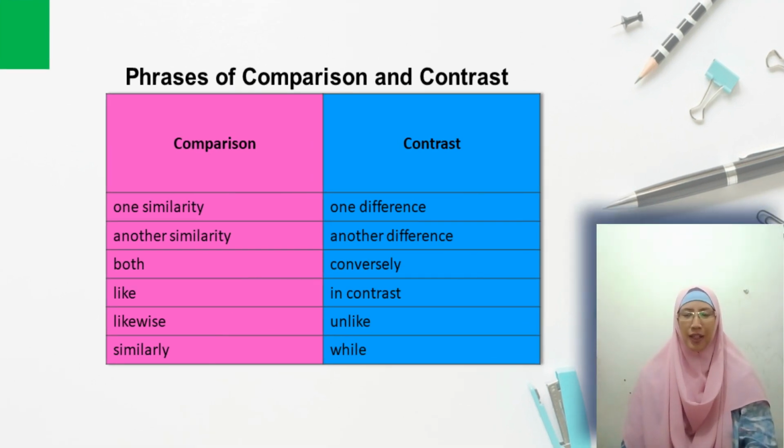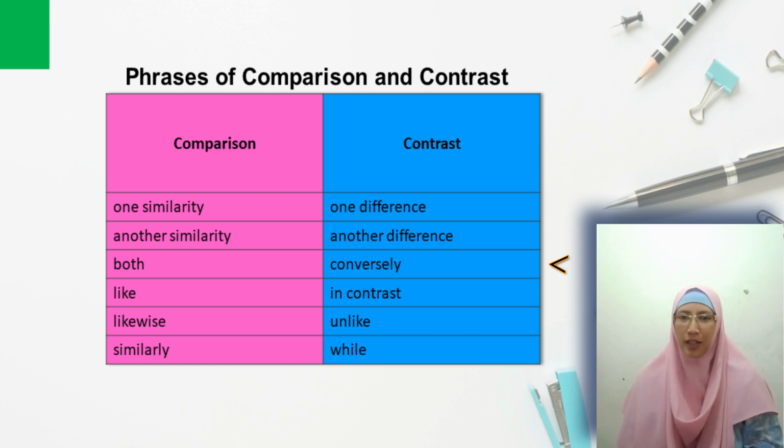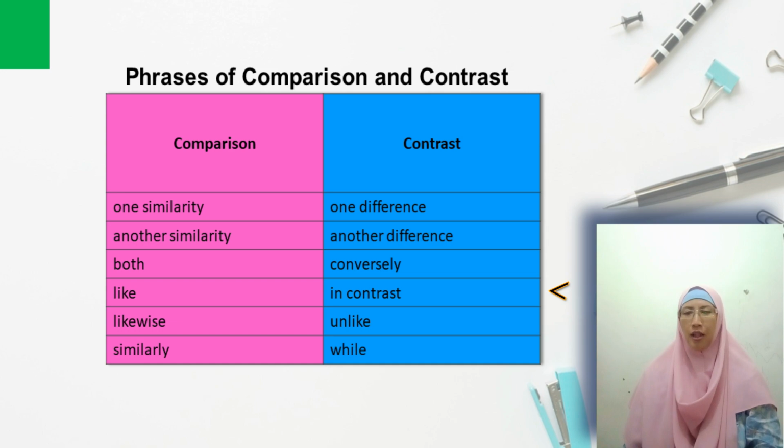Phrases of comparison and contrast. The comparison part have several phrases, among others, one similarity, another similarity, both, like, likewise, and similarly. While for the contrast part, it consists of one difference, another difference, conversely, in contrast, unlike, and while.